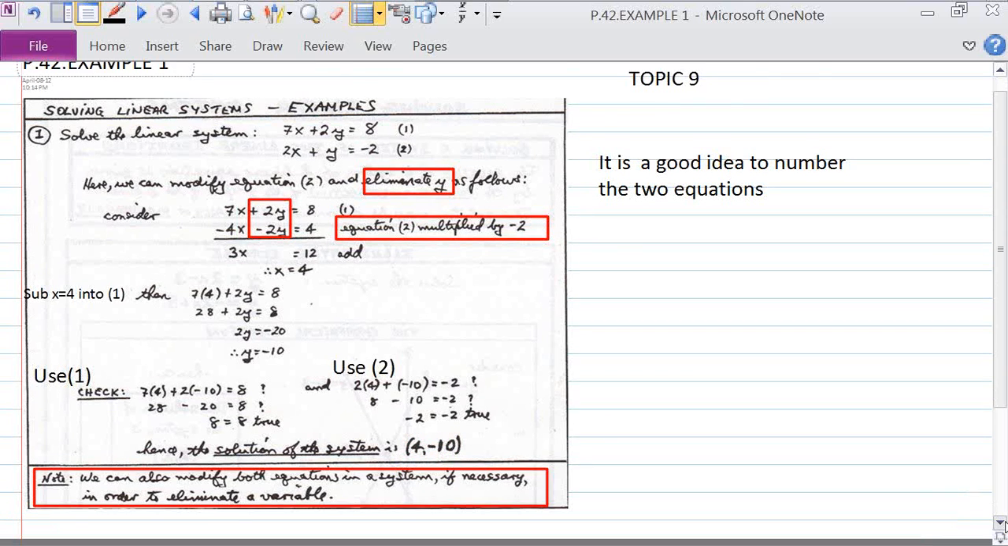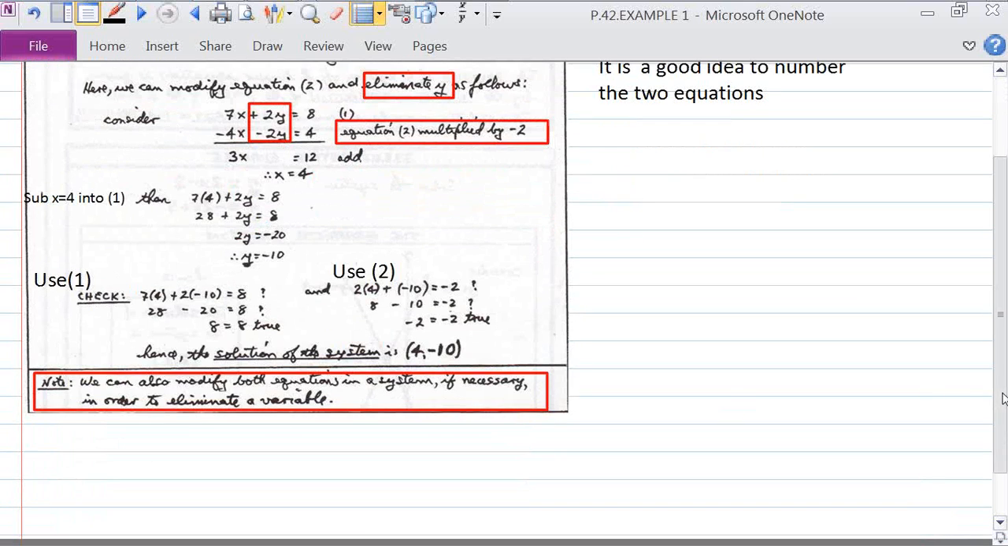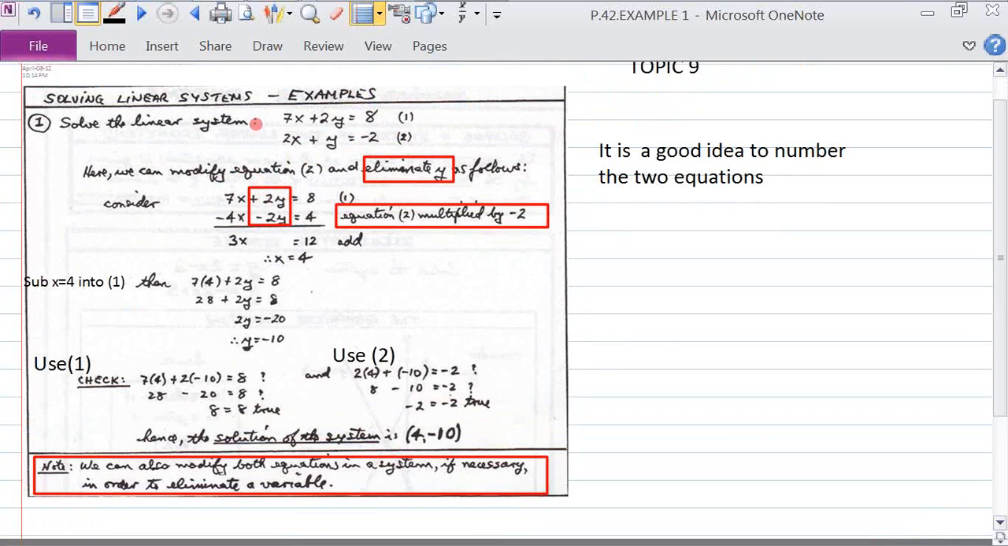of both lines. Now, you'll notice that when we did this problem, we modified only equation 2. We can also modify both equations in a system if necessary in order to eliminate a variable. So there are going to be occasions where we have to multiply both equations by a coefficient. In this one, we didn't have to. We only had to multiply equation 2 by a coefficient in order to be able to eliminate the y.